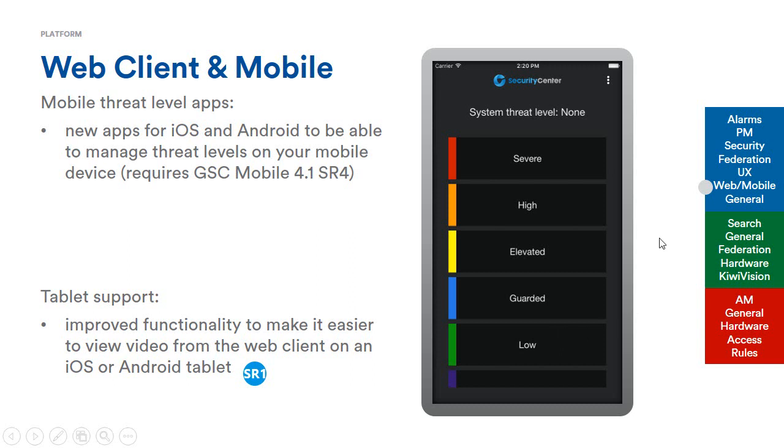So this is nice if you do have, let's say, a guard that's out patrolling and he sees something. He can just pull out his phone, he can pull up the threat level app, and then he can set the threat level right away, which of course can trigger a whole bunch of other things happening on the system. That's the whole point of threat levels, is for visibility and notification, and getting things going as quickly as possible when there's an actual threat happening.